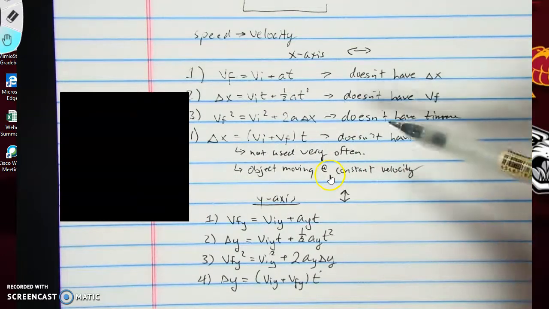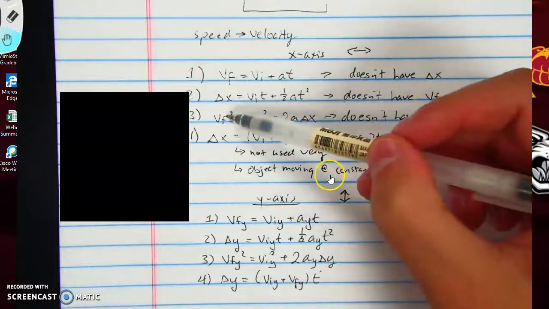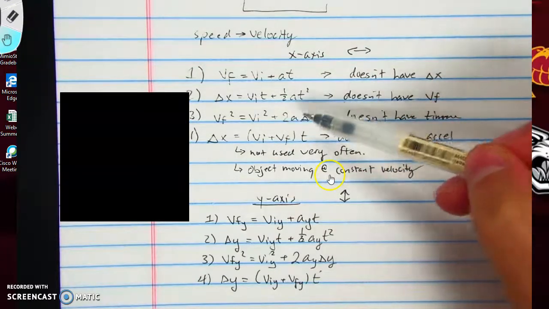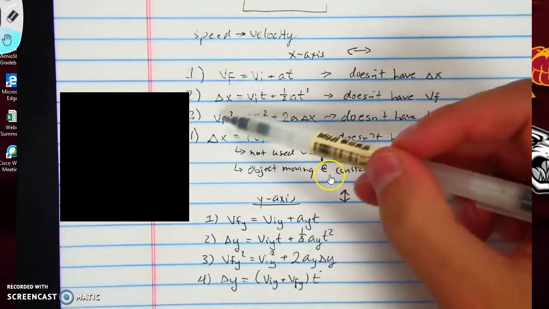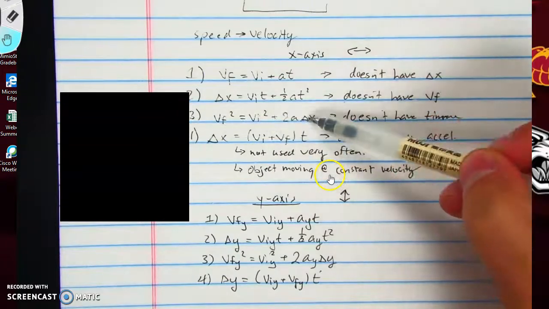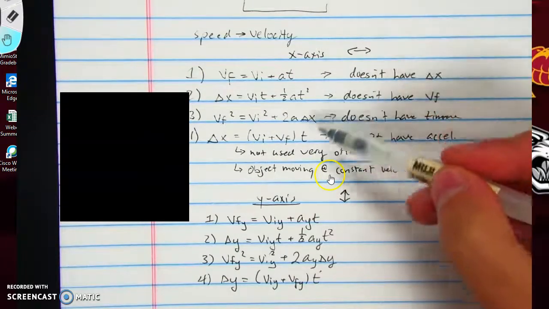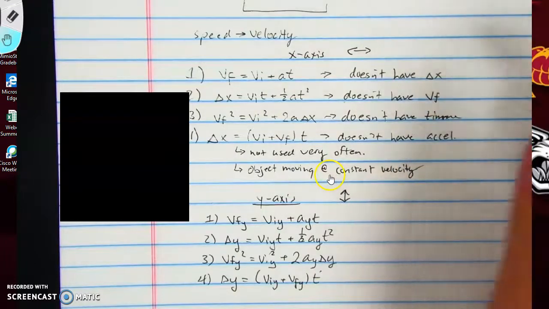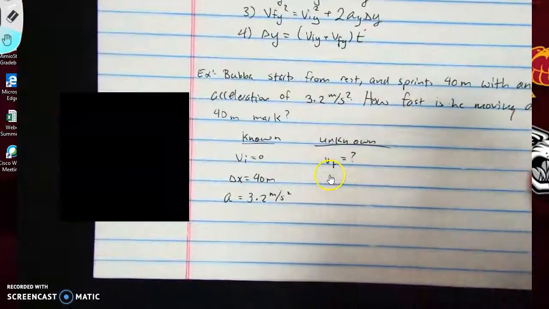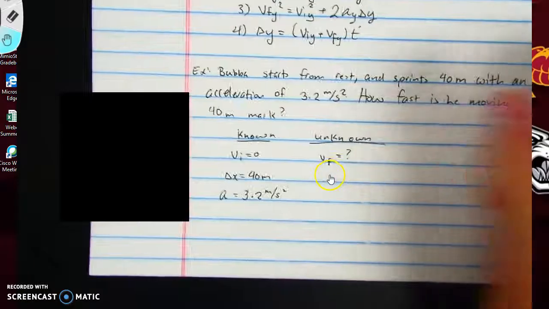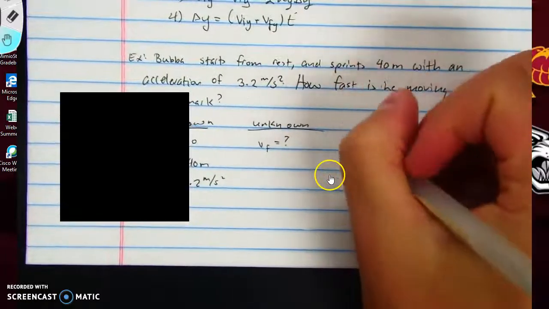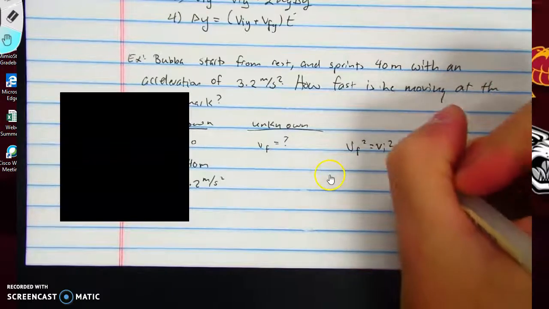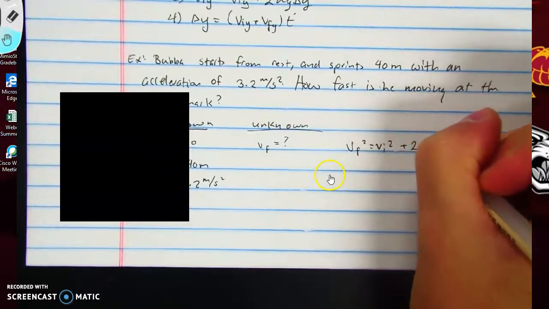Third one, hey, has v final. Sweet. Has v initial, I have that. Has acceleration, has displacement. So it has all my stuff. I need to find v final and all this stuff I have. So maybe number 3. Number 4, nope, can't do it because I don't have time. So number 3 is my option. So I'm going to write v final squared equals v initial squared plus 2a delta x.